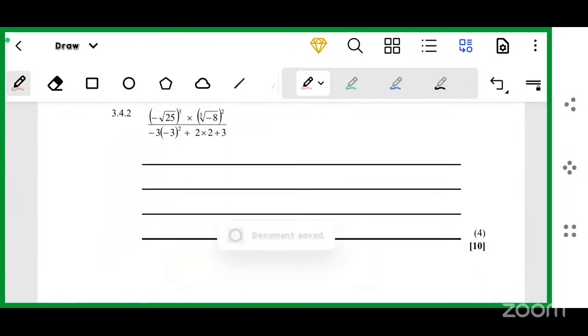And 3.4.2. How would you work this one out? I think you'd start off by working out what's in the bracket before you move on to what's outside the bracket. That's very correct. Can I just quickly work it out, ma'am? No problem.